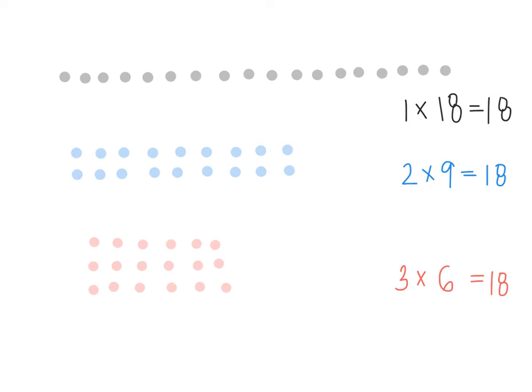So let's list out the factor pairs. What's one factor pair that makes 18? Sanvi? 1 times 18. Good. What's another factor pair that makes 18? Avani? 3 and 6. Okay.